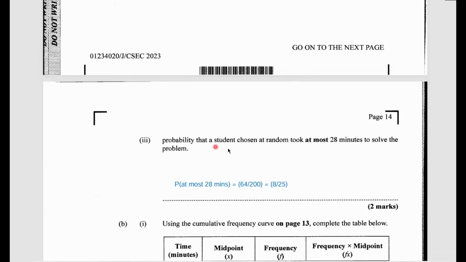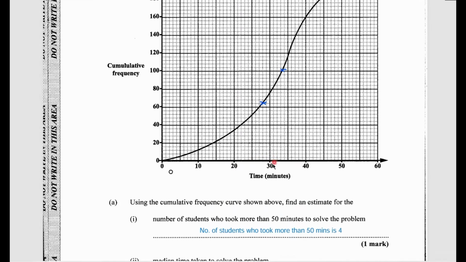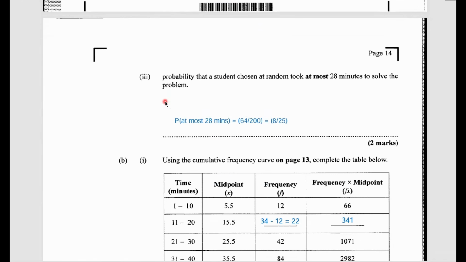Probability that a student chosen at random took at most 28 minutes to solve the problem. Okay, 28 minutes. So 28 minutes, you know, each block is 1. You look for 28. That's 2 blocks before 30 and go across. You will get 64. So the probability of 28 minutes or less will be 64 students over total 200. Divide by 4, you get 8 over 25.